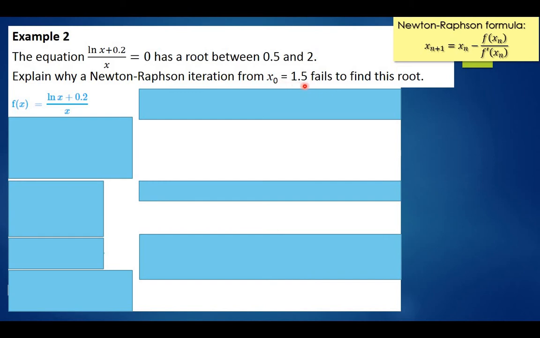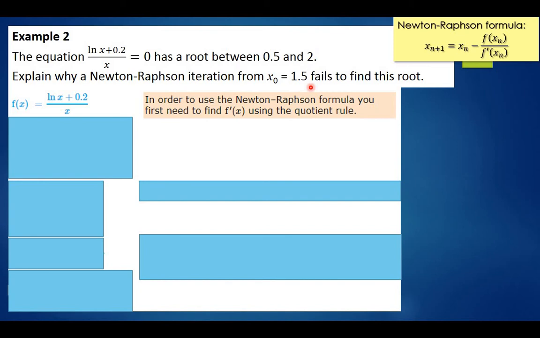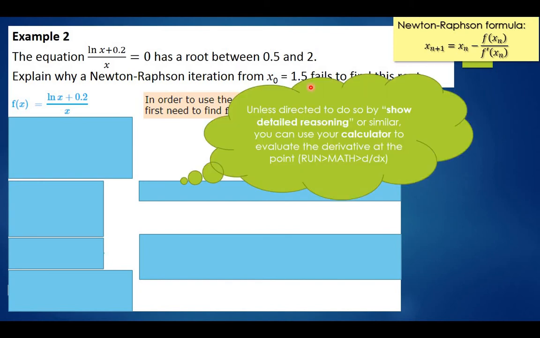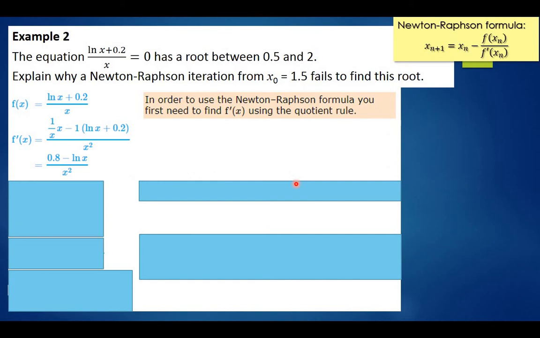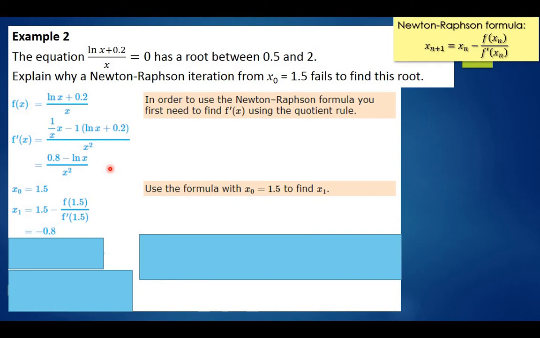So it makes sense to differentiate and pop in 1.5. Now we're going to have to use the quotient rule for that. But if the question doesn't direct you to show detailed reasoning, you can just use your calculator in math and d by dx in run mode. However, this is the working out if you need it. So we've got v du by dx minus u dv by dx, all over v squared, and then tidied up. And substitute in 1.5. It turns out to give us negative 0.8.